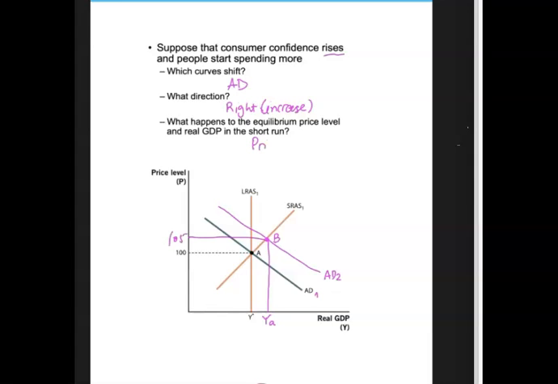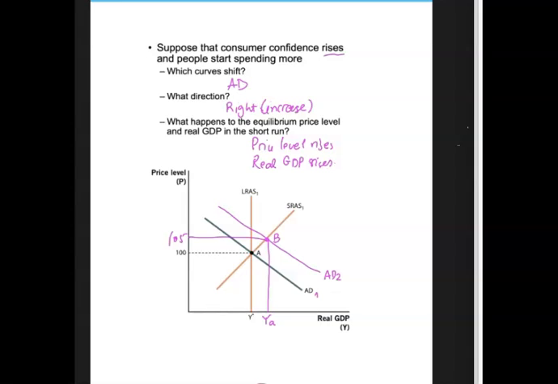So price level rises and the real GDP rises as well. Okay, so both price level and the real GDP rise. So that is how we analyze it. Now the next question: is that the end of the story again? Is that the end of the story? No, it's not. Why is it not the end of the story?